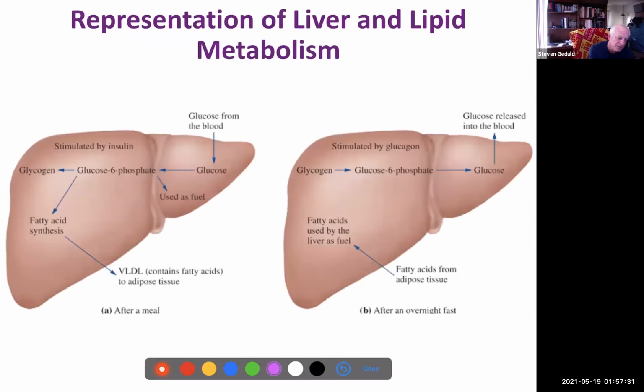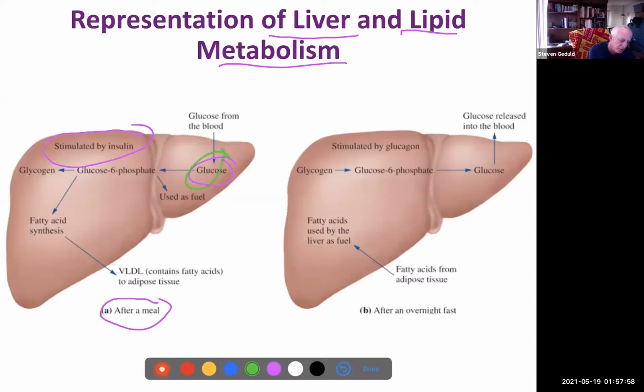Okay, so representation of liver and lipid metabolism. In your liver after a meal, stimulated by insulin, you absorb glucose. You eat a meal, everything breaks down to glucose in the bloodstream. As glucose increases in the bloodstream, the pancreas releases insulin. Insulin causes glucose to be absorbed by the liver.